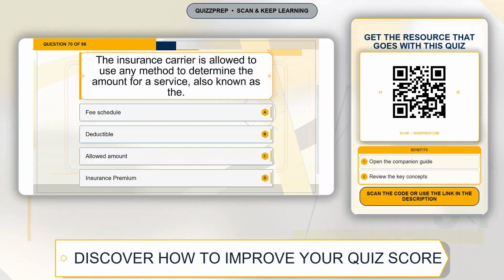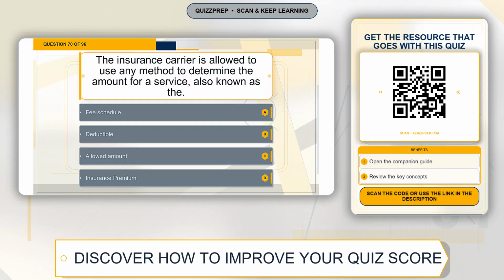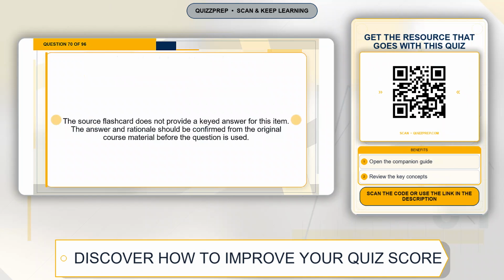Question 70. The insurance carrier is allowed to use any method to determine the amount for a service, also known as the Option A, fee schedule. Option B, deductible. Option C, allowed amount. Option D, insurance premium. The correct answer is now shown. Explanation. The source flashcard does not provide a keyed answer for this item. The answer and rationale should be confirmed from the original course material before the question is used.